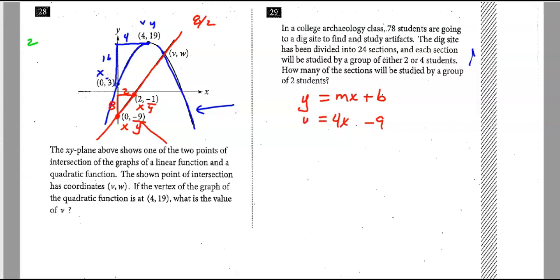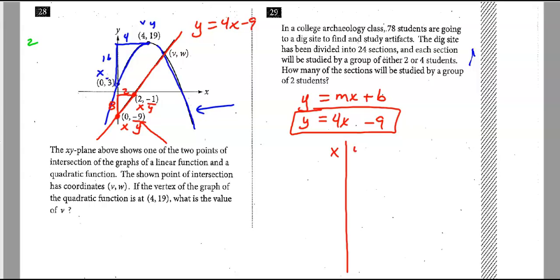So I now have locked in the equation for the red line: y equals 4x minus 9. So I'm going to throw that up here, and that should allow me to find some values that could work. If I keep running this out, if I go up another 8, let me just fill in a little table here and let's get some points.